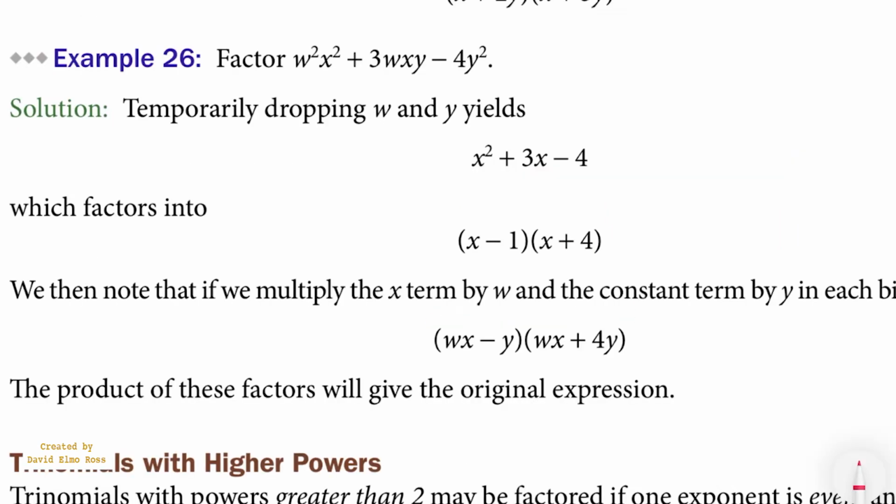So let's notice that the w is in front of the x. So we'll make this wx minus y here, wx plus 4y here. Now let's see what happens when we expand this out. wx times wx is going to give us w squared x squared. 4wxy minus wxy, that's going to give us our positive 3wxy. And finally, minus y times 4y is going to give us our minus 4y squared. So that means that this factor, when expanded, will give us our other expression back. So this is the factor of w squared x squared plus 3wxy minus 4y squared.